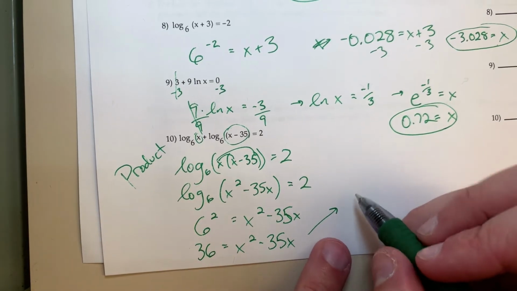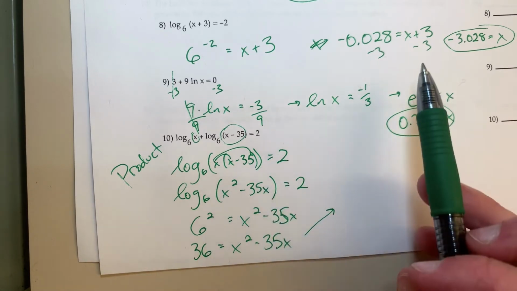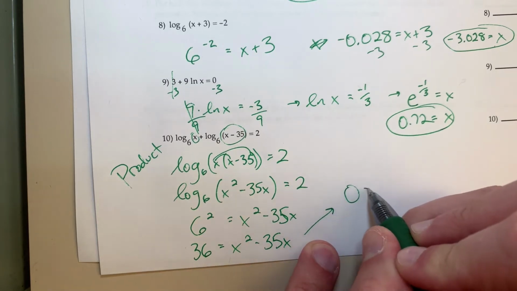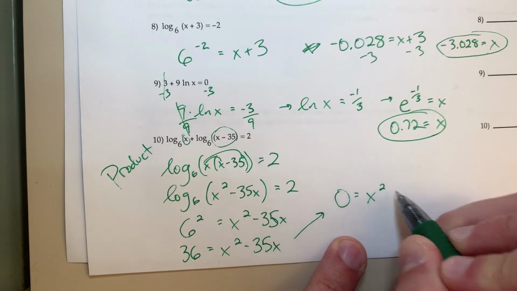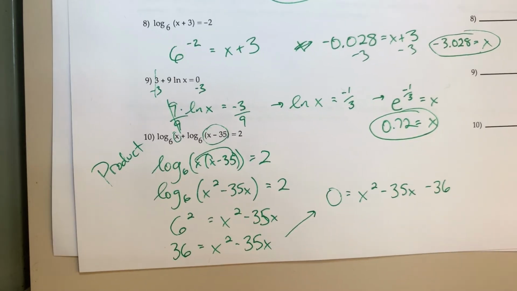And so what we want to do with a quadratic, it's kind of the opposite of solving normal equations where I want the x by itself. With a quadratic, I want all the values on the same side. So I would minus this 36, kind of put it on the other side. So x squared minus 35x minus 36. Okay. And so now we have this quadratic.